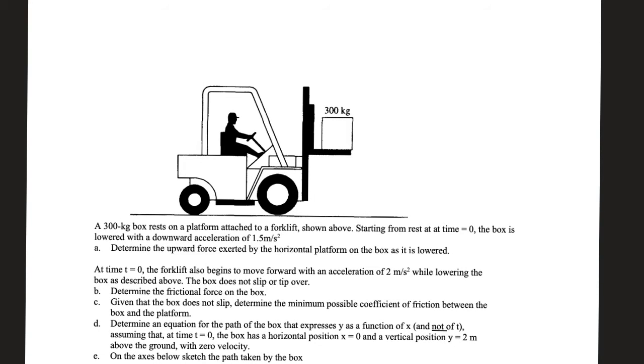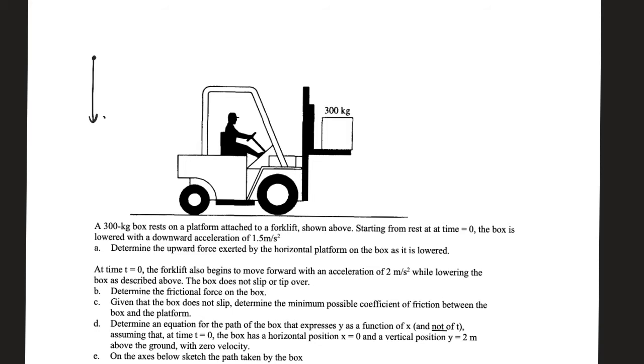A 300-kilogram box rests on a platform attached to a forklift as shown above. Starting from rest at time equals 0, the box is lowered with a downward acceleration of 1.5 meters per second squared. Determine the upward force exerted by the horizontal platform on the box as it is lowered. I hope you recognize this as the elevator problem. That's really what it is.